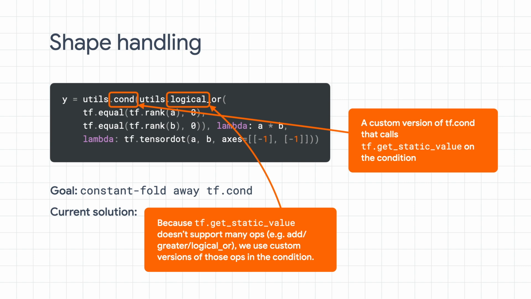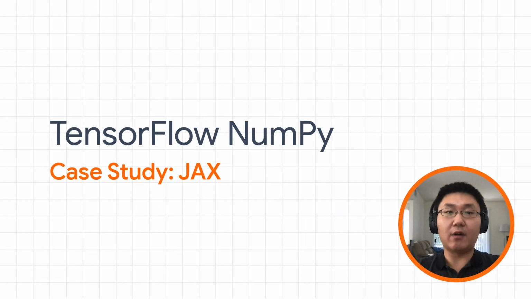So like for add, it will do get static value on the two arguments of add, and if both of them are static, then it returns a static Python value. All right, that's all for our examples for adding a Python op.